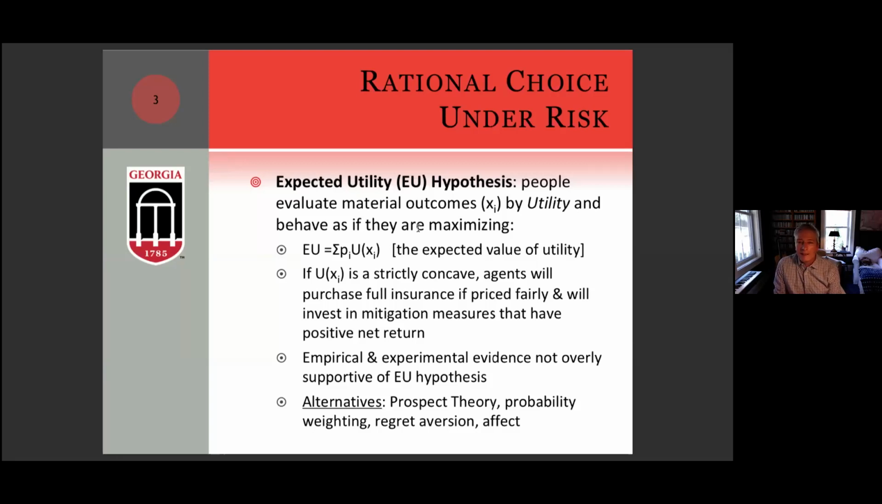So the basic idea about expected utility theory is that people should weight how they feel about certain outcomes by the probability of those outcomes. And if the evaluation process matches certain assumptions, we can make predictions that they'll buy full insurance as long as it's fairly priced, and they'll invest in mitigation measures if they have a positive net return. So that's informative in that we have a model that allows us to make predictions about behavior.